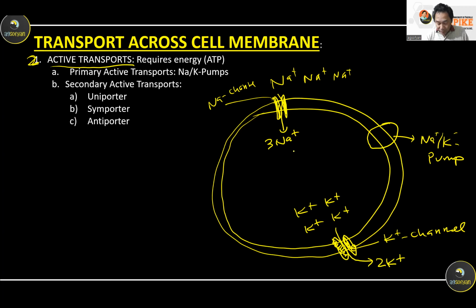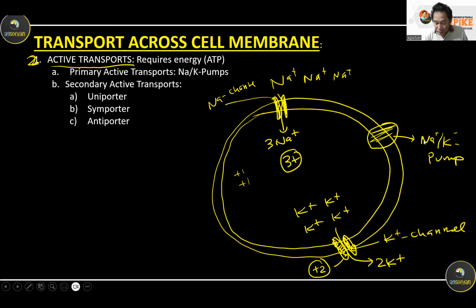Just remember the charge. If you see over here, there are 3 plus entering and 2 plus exiting. What does that mean? It means there will always be an extra 1 plus charge. It is not good. The cell will die if there is no balance. Therefore, the cell has this pump over here to make this balance.